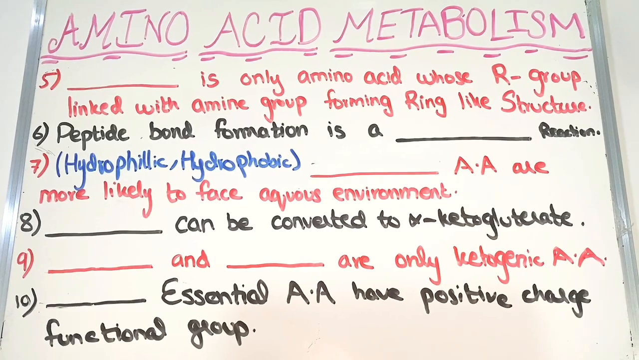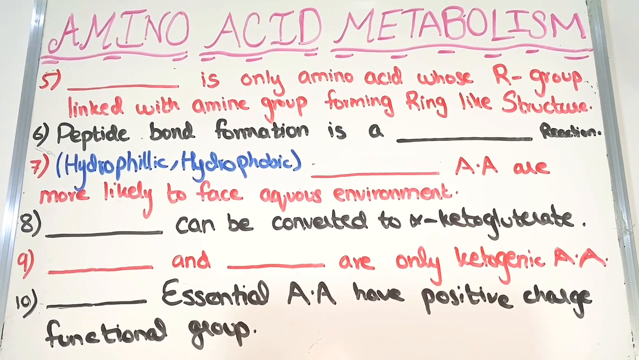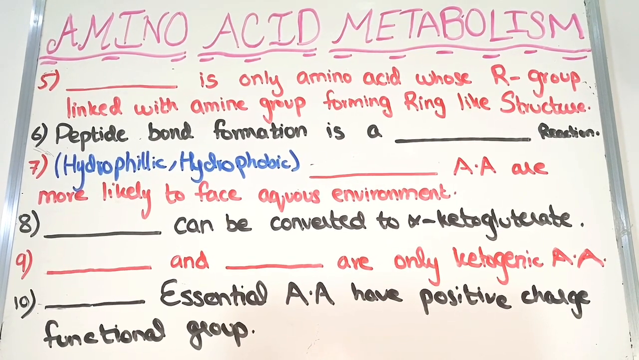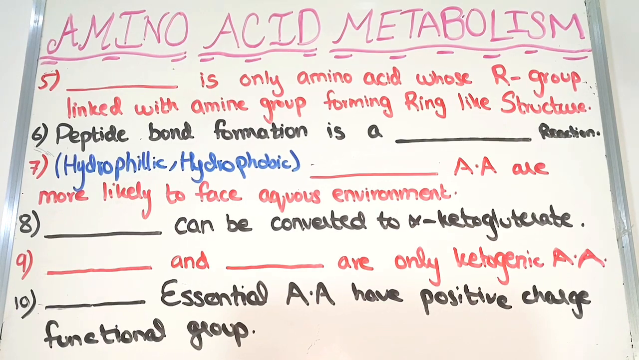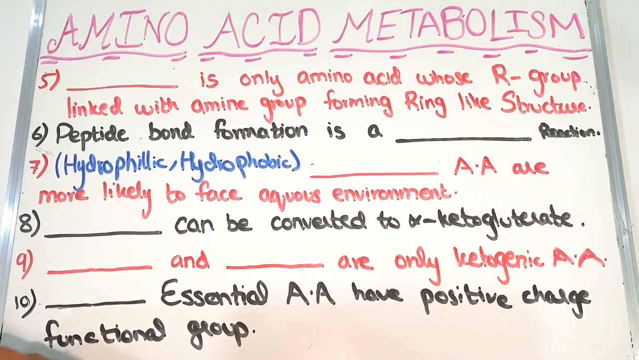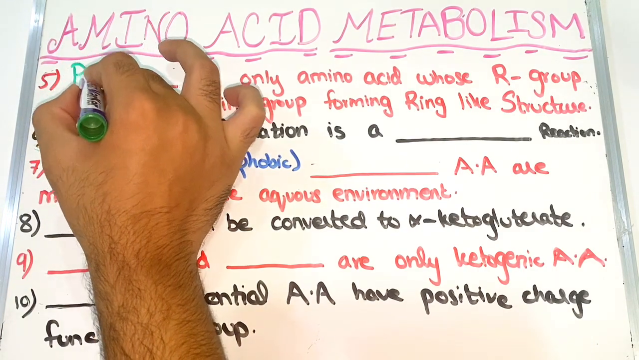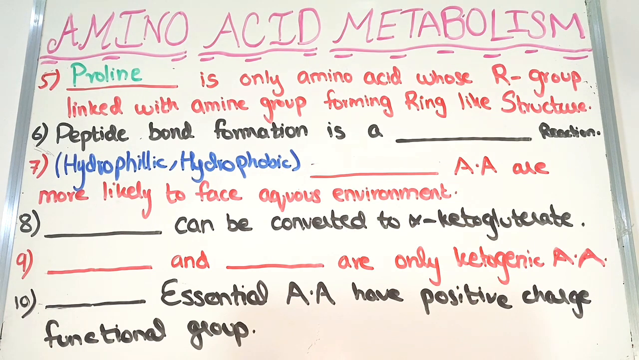So the fifth question is: dash is the only amino acid whose R group is linked with the amine group forming a ring-like structure. So it is a very unique question. There is only one amino acid which does that, and that is proline, whose R group or side chain is in a ring-like structure with the amine group.